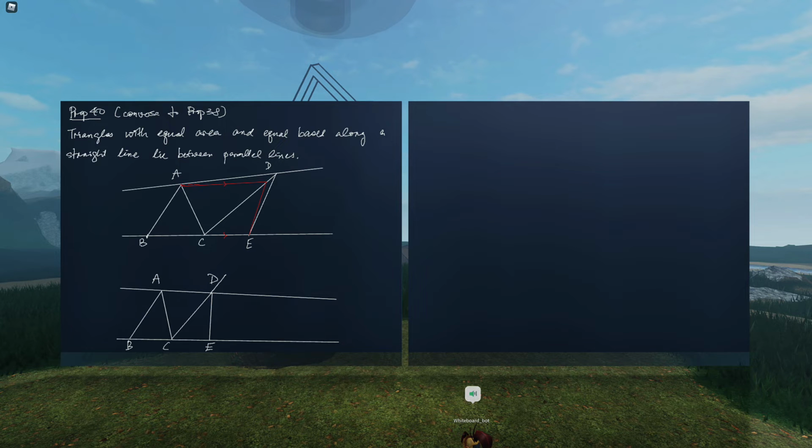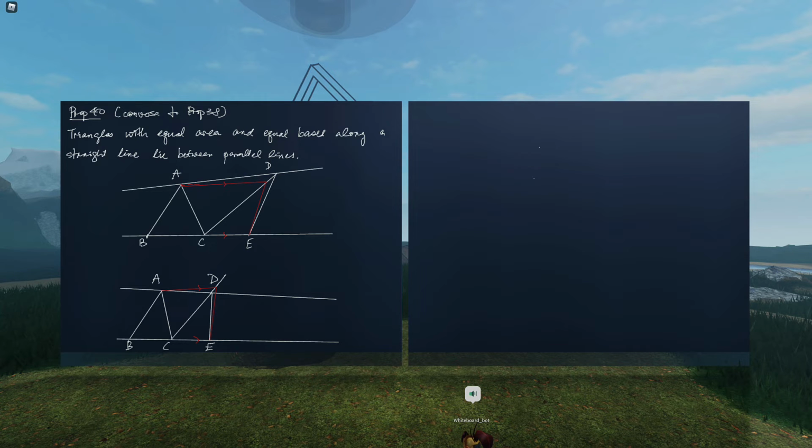In the other diagram, I'm going to extend this a little bit and draw a line parallel to BE through A like this. I'm going to drag it down to here, and these two are supposed to be parallel. So these diagrams are similar to the ones before. I'm going to go to the next board with the proof, and maybe the statement first.